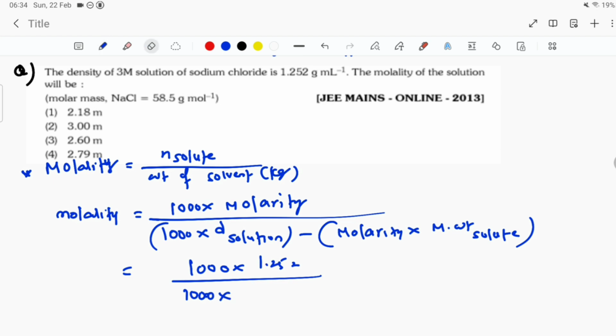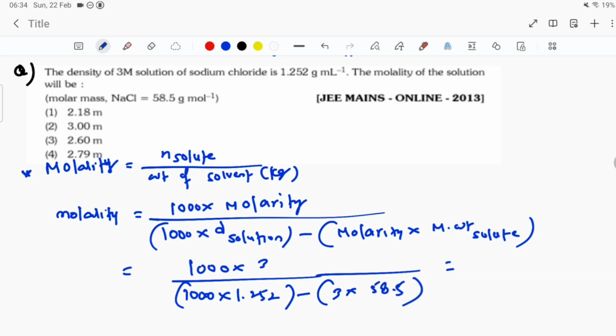Sorry, here molarity is 3 molar, density of solution 1.252 minus molarity 3 into molecular weight of solute, NaCl here it is 58.5. Direct interconversion formula it is. So after overall calculation, here you will get 2.79 small m. That is molality. So 2.79, which is fourth option.